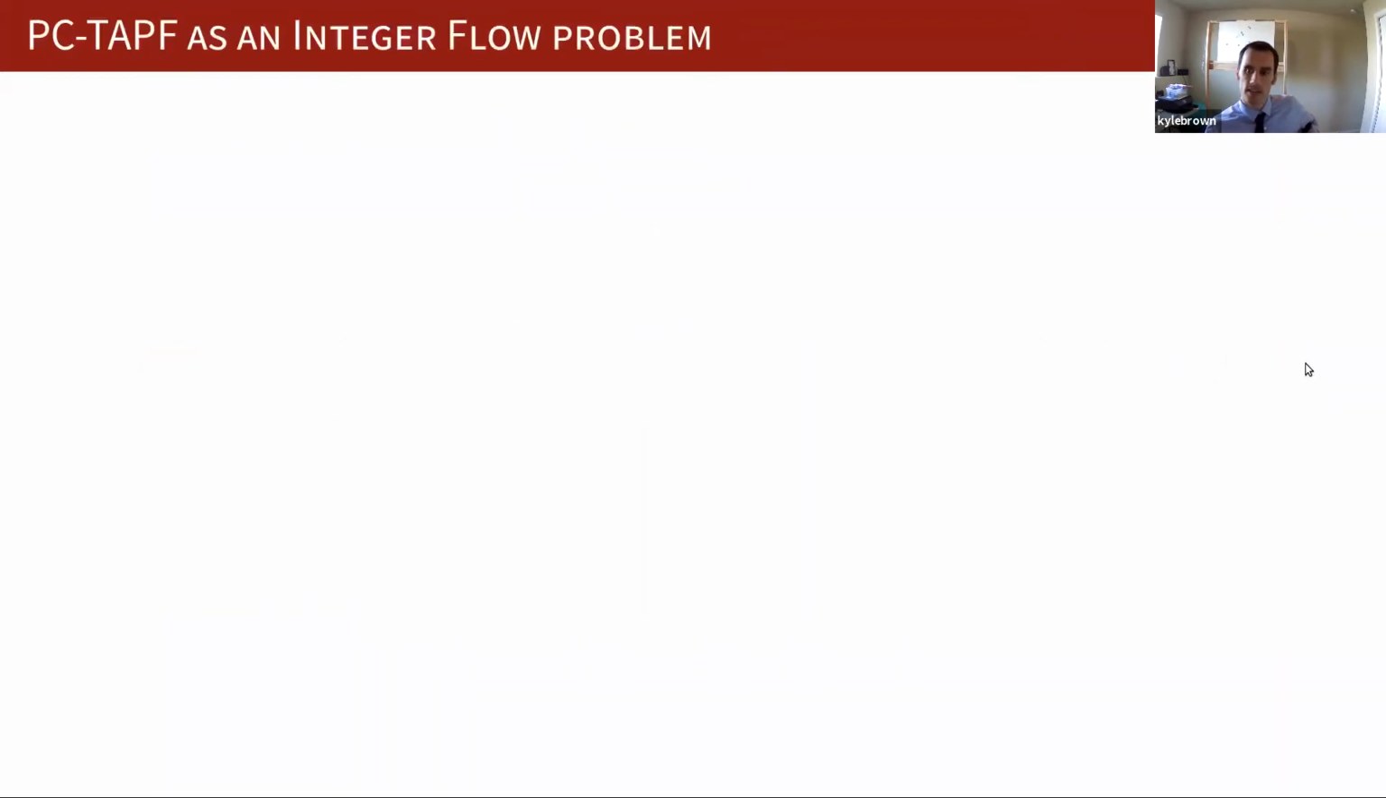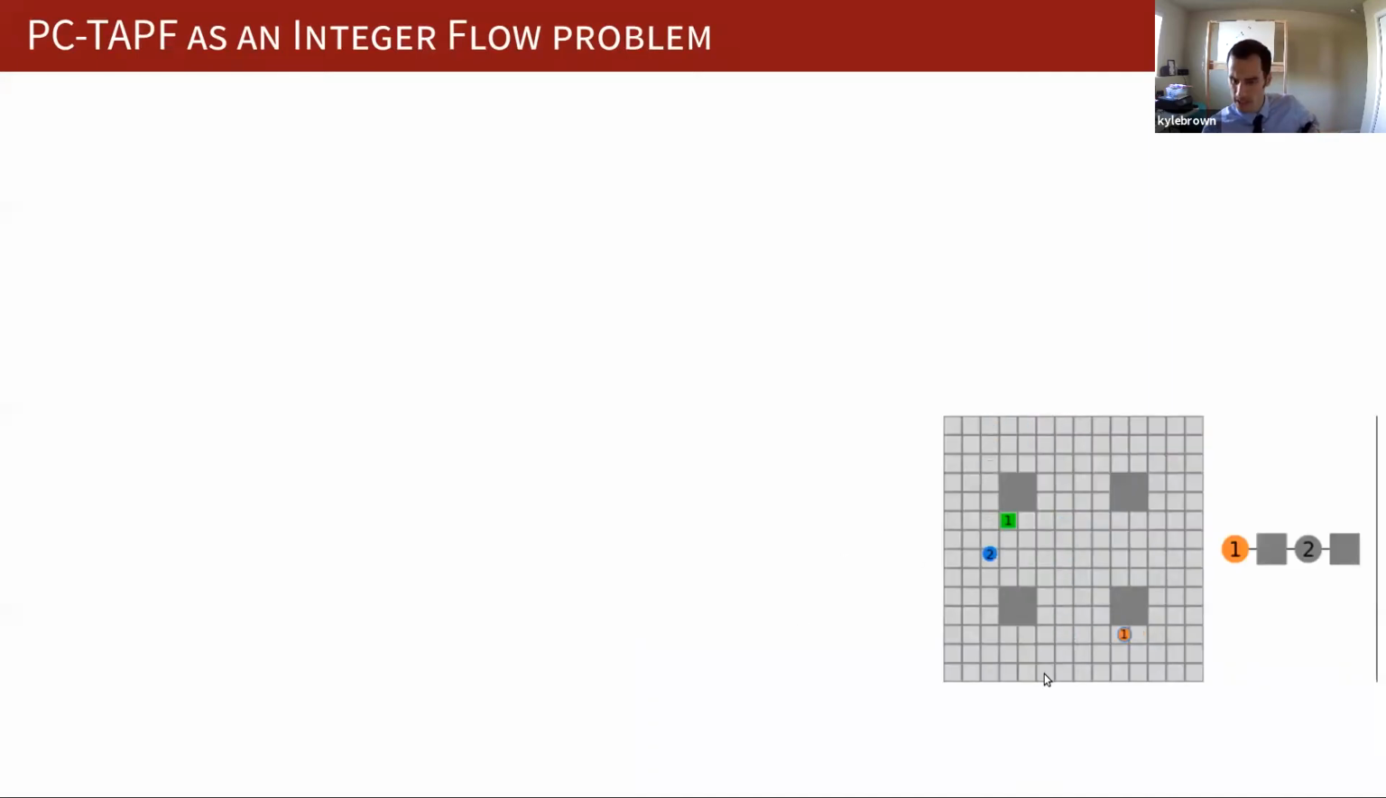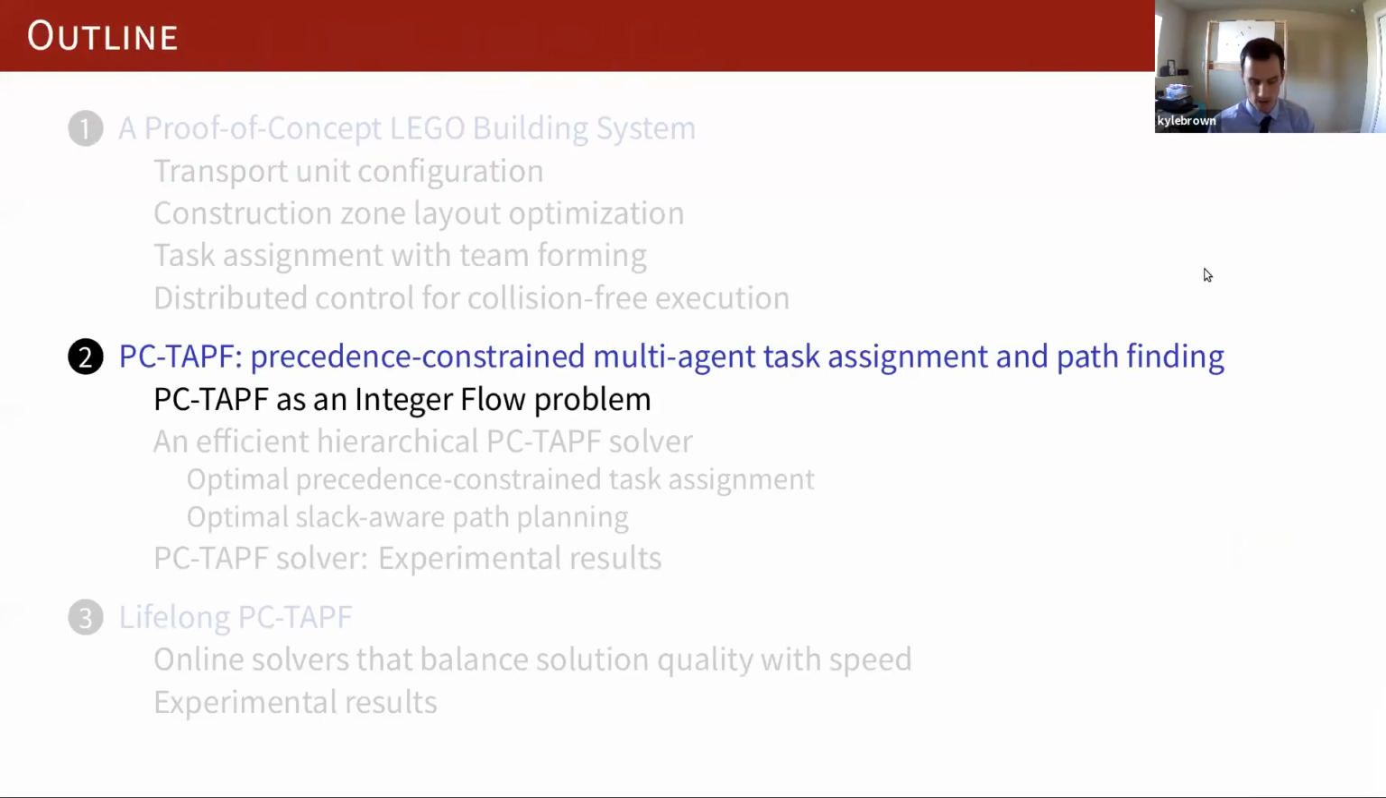One way we can do it is to formulate it as a dynamic network flow problem. Oops, that's not supposed to play. I should be using my keyboard and not my mouse.